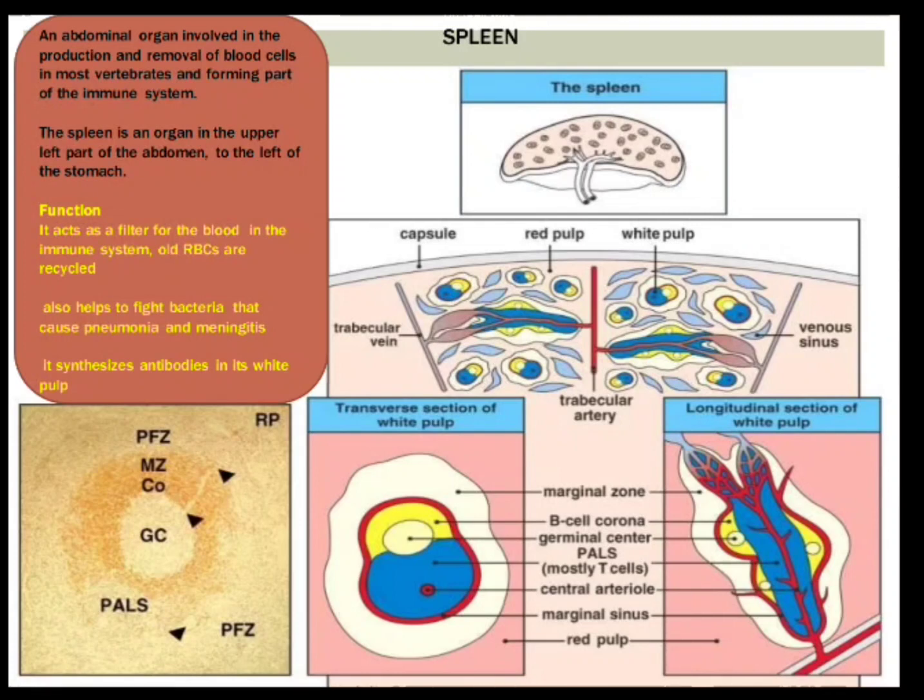Okay, your spleen also helps in the destruction of antigens. Generally, it will destroy the pneumonia and meningitis causing antigens. How will it destroy them? That is because of the presence of your T cells and your B cells.